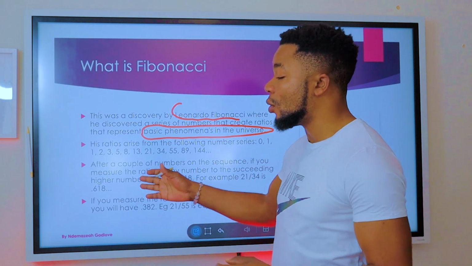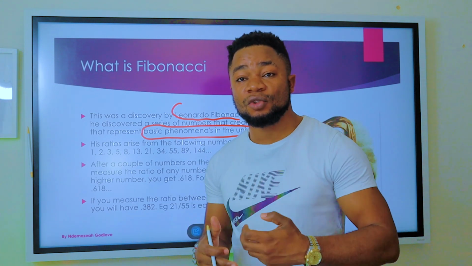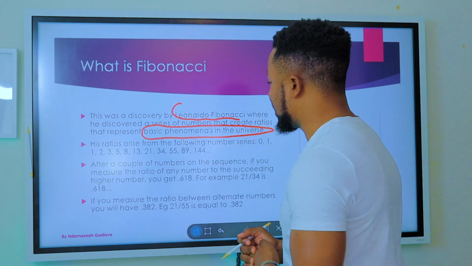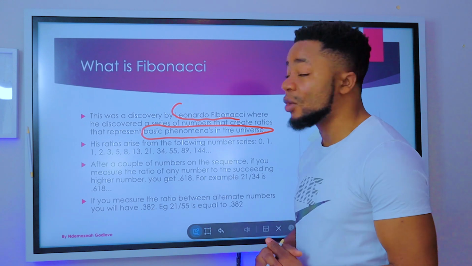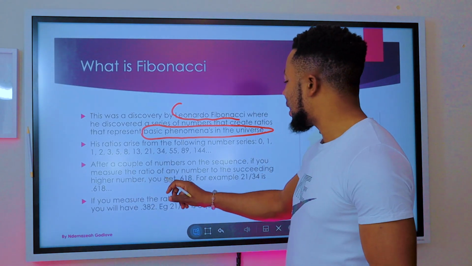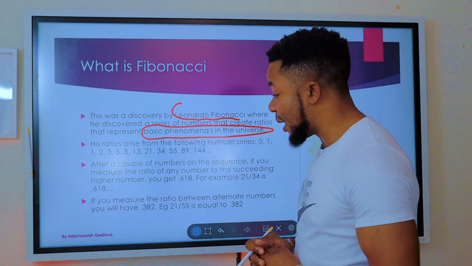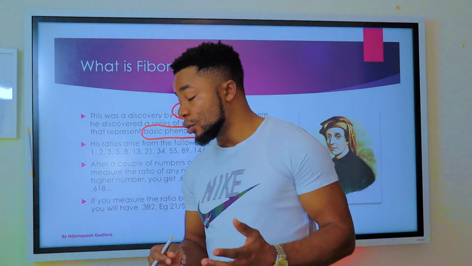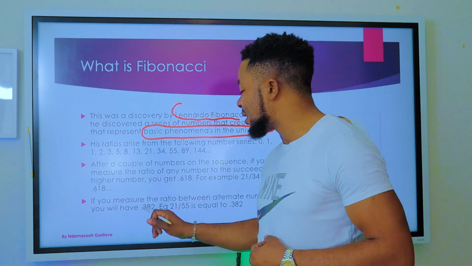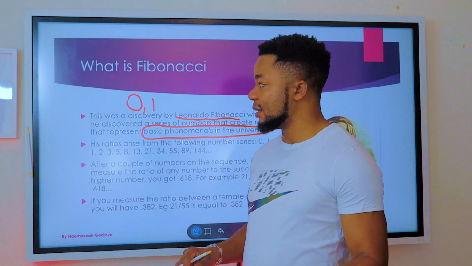Even though when you put this tool on your MT4 or MT5, the software will automatically calculate these levels for you, I want to use a couple of minutes to show you how this tool was formed and how it came into existence. So these numbers are known as the Fibonacci series. After a couple of numbers in the sequence, if you measure the ratio of any number to the succeeding number, you have 0.618. All right, you have 0.618. Then if you measure the ratio between alternate numbers, you have 0.382. Let me explain what I'm saying. Any person can come out with this series.